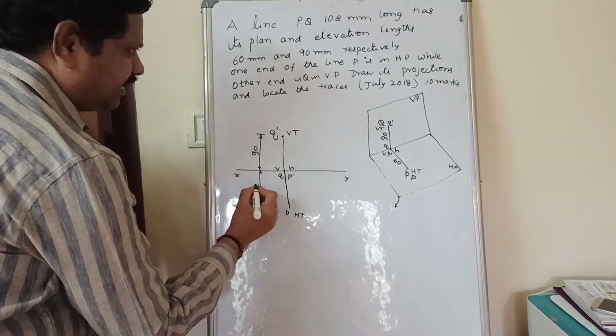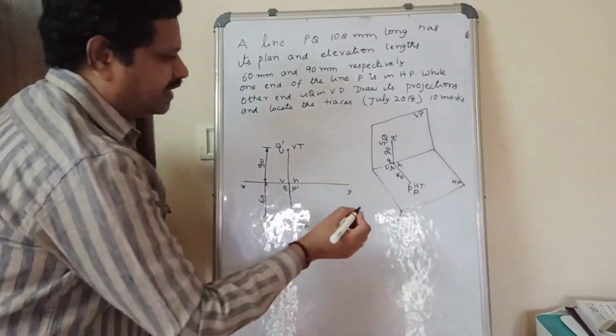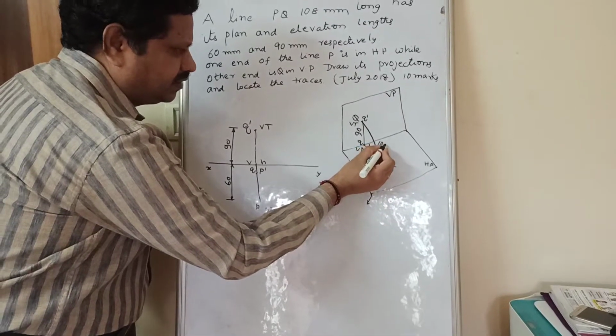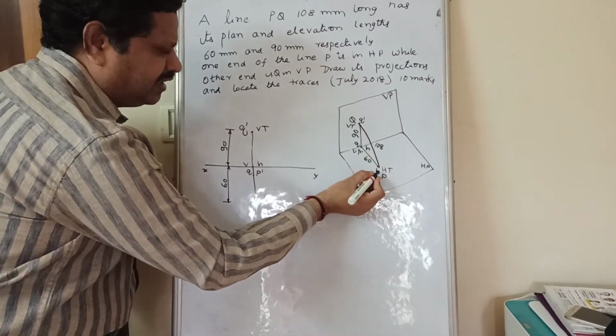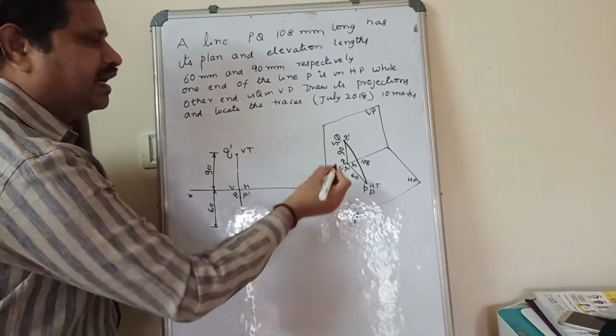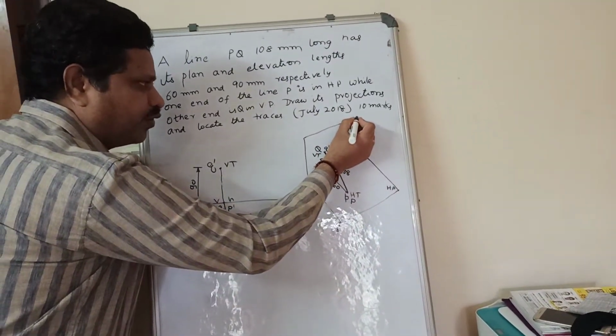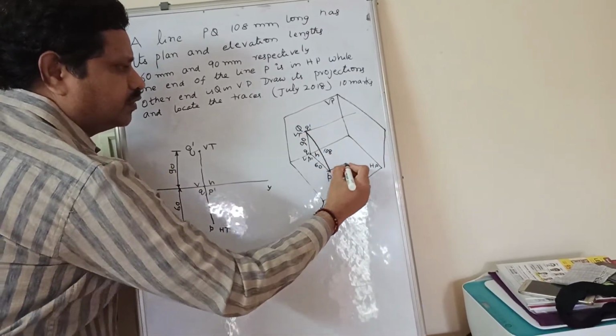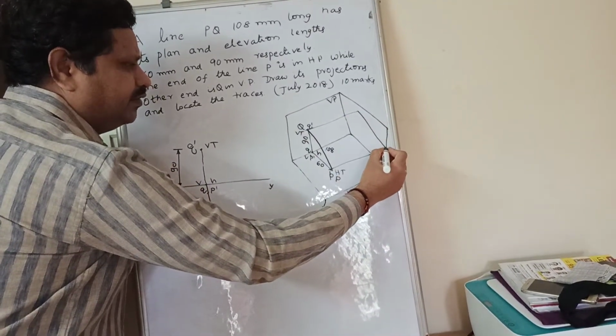So the line is contained by the profile plane. Now the line is like this. This is the true length of the line, which is 108. When one end is on HP and the other end is on VP, the line is contained by the profile plane, parallel to the profile plane. The true length can be seen in the side view.